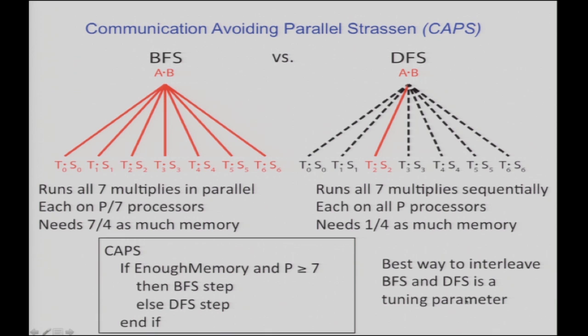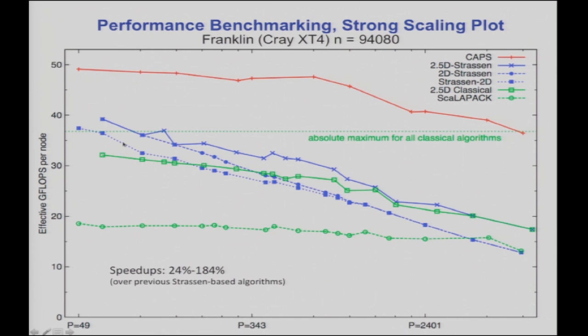So let me give you some performance numbers. The horizontal axis is the number of processors. This is strong scaling on a Cray XT4, an old machine, Franklin at NERSC. It's a 94,000 by 94,000 matrix multiply. The vertical axis is flops per node. The way we do this is we assume each processor does 2n cubed over p flops, and divide that by the time. So this really is proportional to inverse time. So up is good, right?